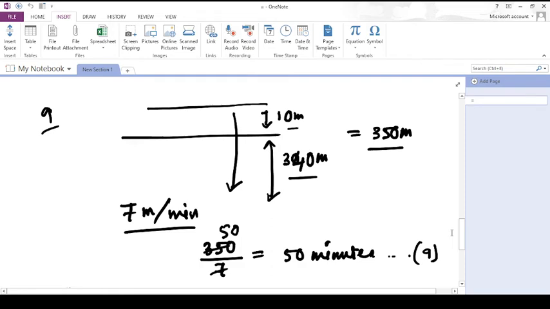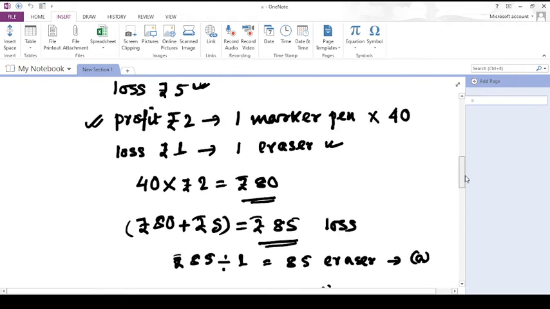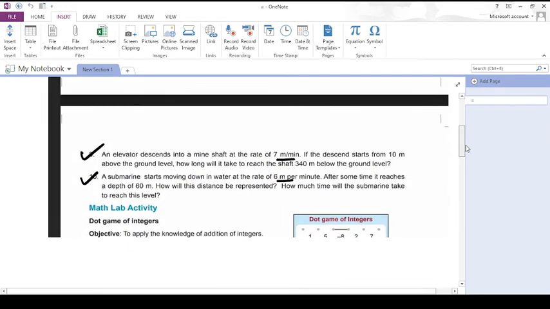The elevator starts from 10 meters above the ground level, and it has to reach 340 meters below the ground level. That means how much distance does it have to cover? 10 meters plus 340 meters, that means 350 meters. It has to cover 350 meters. Now for covering 7 meters, it takes 1 minute, right? So for covering 350 meters, it will take 350 by 7, that is equal to 50 minutes of time, right? This was an easy one.